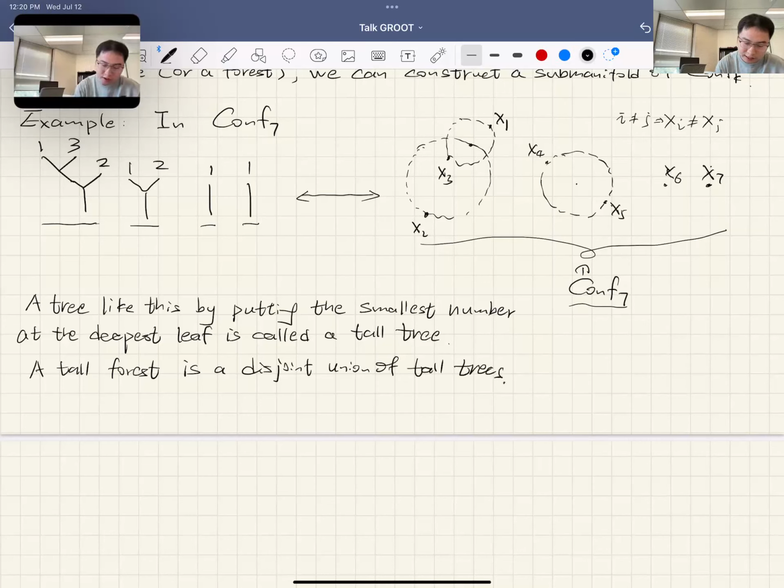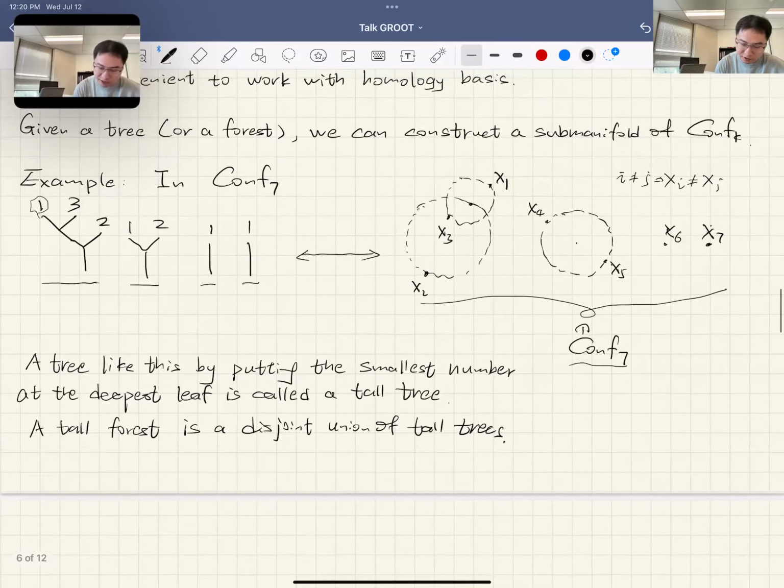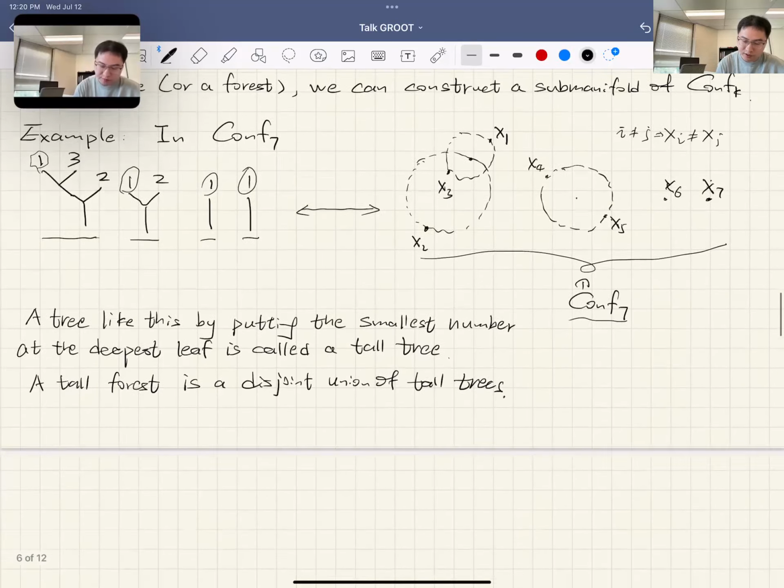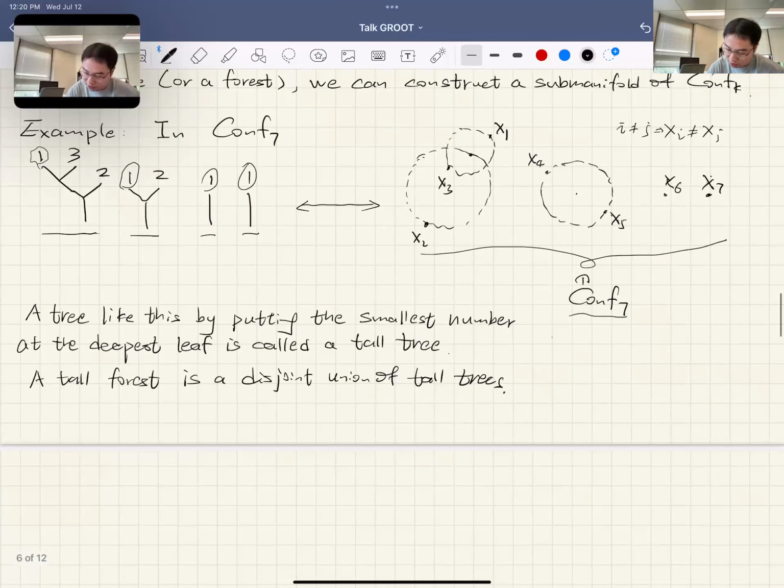So here, as you can see, 1 is the deepest leaf for my first tree, and of course 1 is the smallest number among 1, 2, and 3. And also, I have a 1 here, 1 here, and 1 here. So a tree like this, like 2, 3, and 1, is a binary tree, but it is not a tall tree.